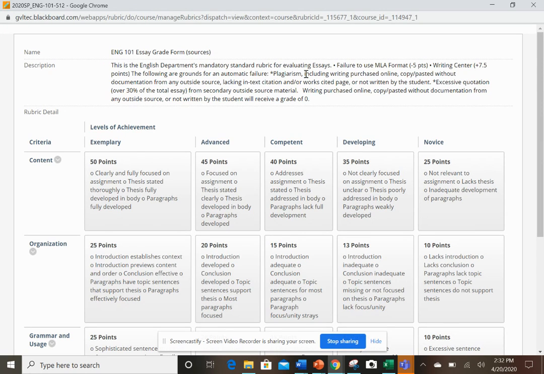Again, this is the English department's mandatory standard rubric. Just like as always, if you don't use MLA paper format, I have to take 5 points. So please make sure that you use the correct MLA format, going over the guidelines on page 666 of your handbook. You can also just Google MLA paper format, but whatever.